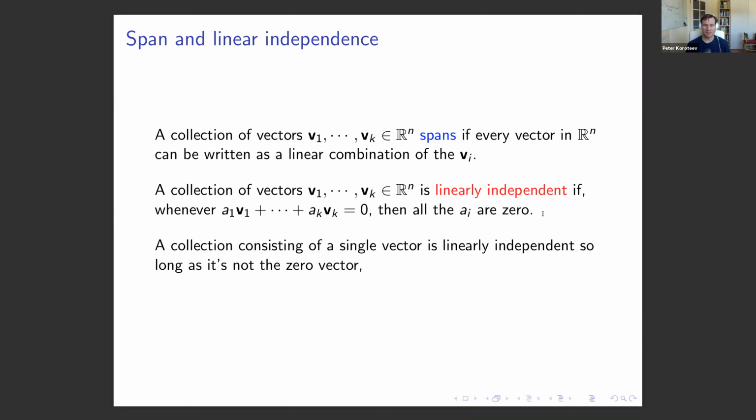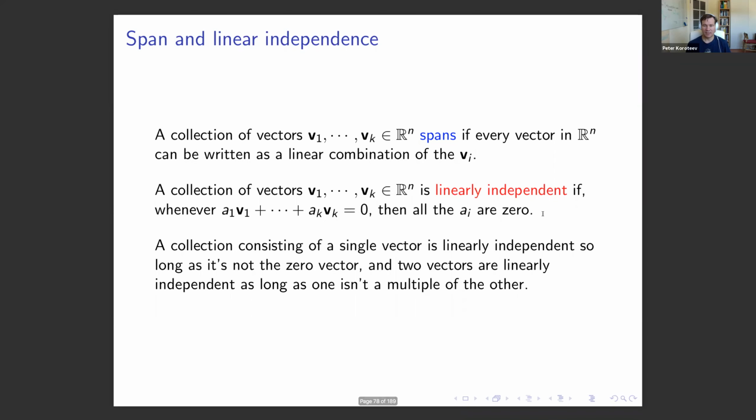A collection consisting of a single vector is linearly independent, so long as this vector is not 0. And two vectors are linearly independent as long as one isn't a multiple of another.